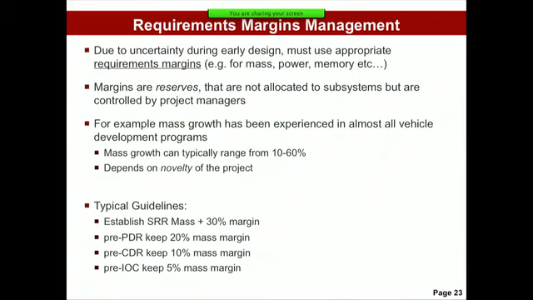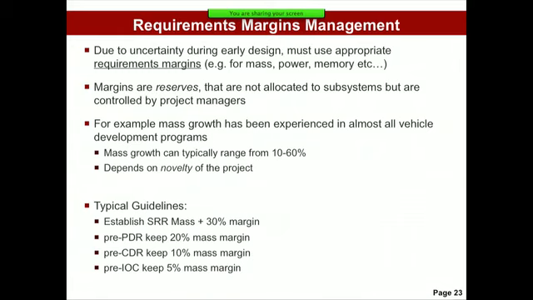So let me briefly talk about requirements margins management. Because you don't know everything up front, there's uncertainty, we typically build reserves into our requirements, and those are called margins. So we put in margins for mass, power, maybe memory in computer systems. Margins are essentially reserves that are not allocated to particular subsystems, but are controlled by the project managers or at the higher level. So the idea is that you write the requirement in a way that is a little bit more stringent than it really needs to be.